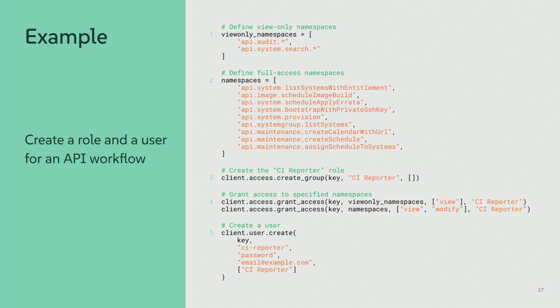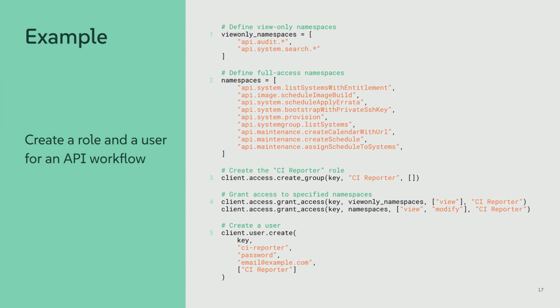So here in the first step, I have a bunch of view-only namespaces that I will send to the API later. And at the second step, there's more namespaces which I want both view and modify access for. And when we go over to the third step, I create a new group that's called CI reporter with an empty list at the end saying that I don't want to inherit from anywhere.